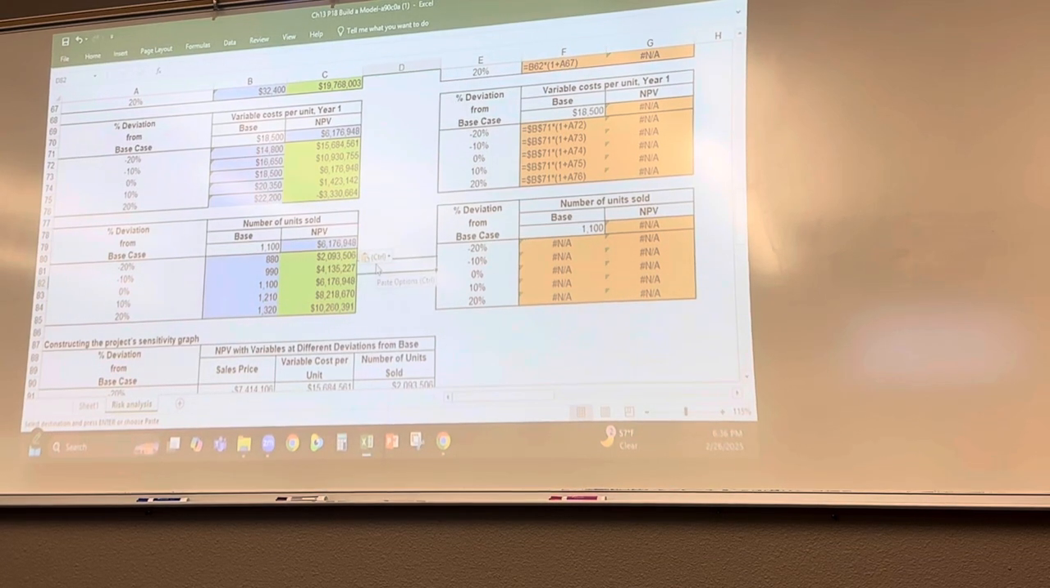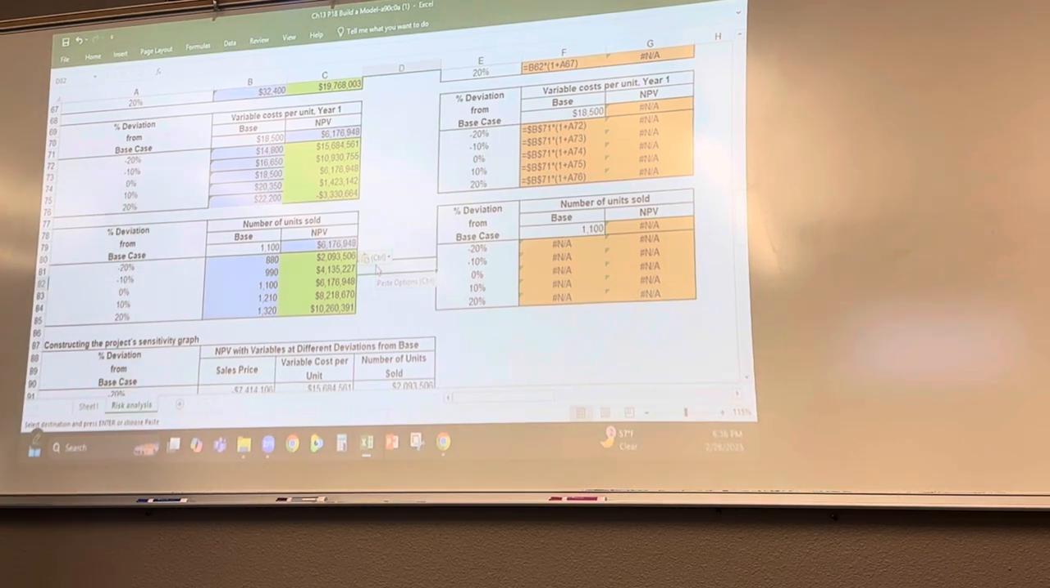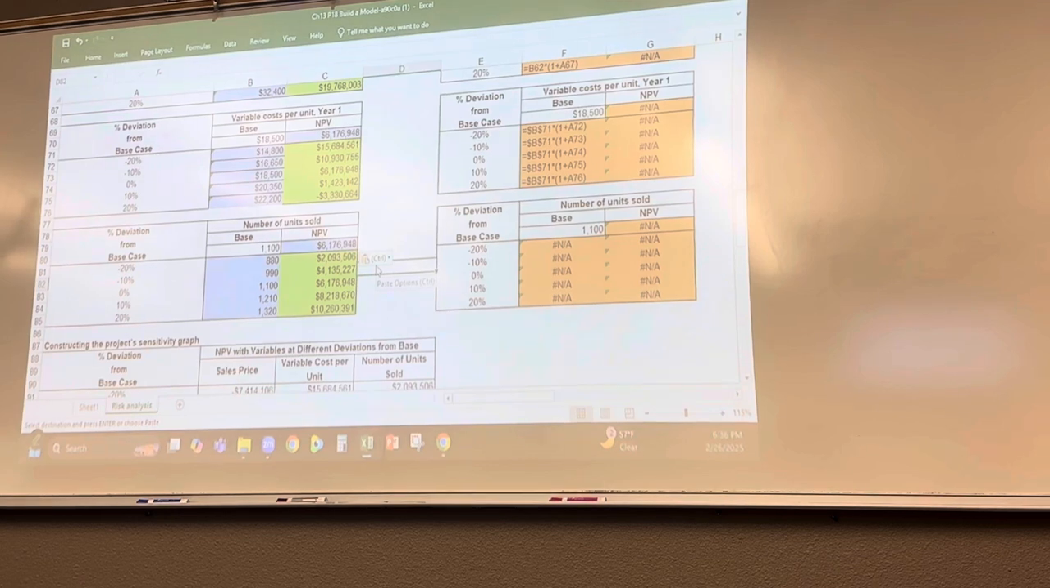Okay, so I'm doing that same thing 15 times to get all the sensitivity. Any questions though? Makes sense, right? If you got it set up correctly, it's super easy. I mean, it's a little tedious, but it's not hard.